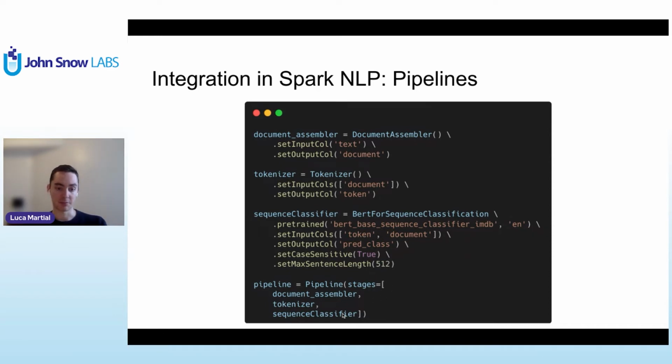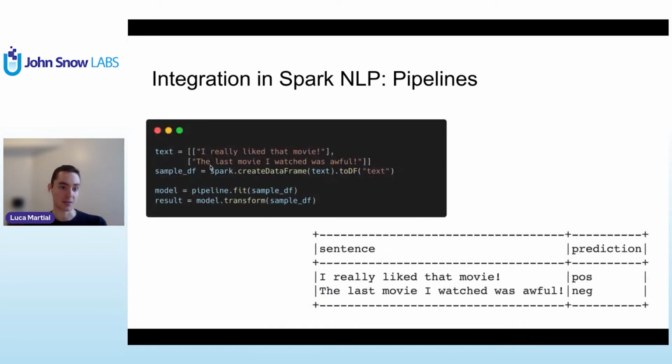The pipeline is assembled using these 3 components. So very, very similar, almost identical to BERT for token classification. And in this case, we've got 2 sample texts that we want to try out. Here, the first one is, "I really like that movie." And the second sentence is, "The last movie I watched was awful."